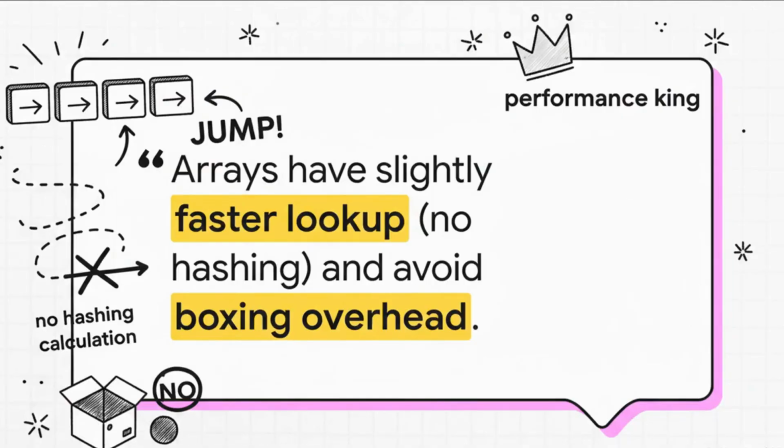So let's just cut to the chase. Here's the bottom line. Arrays are faster for their specific job because they don't have to do any complex calculations to figure out where to store something. They just jump right to a memory address. And they completely avoid that costly boxing we just talked about. So for a known, limited set of things to count, the array will always be the performance king.